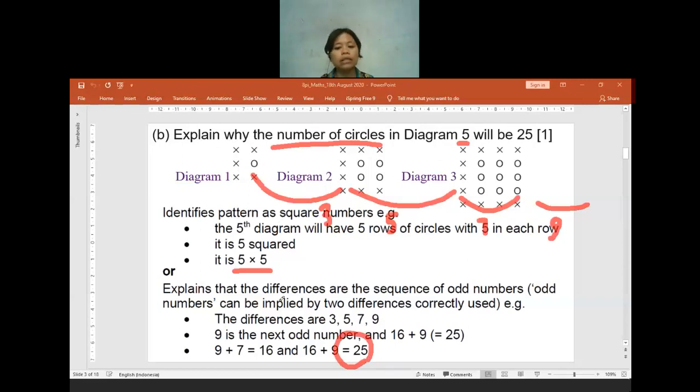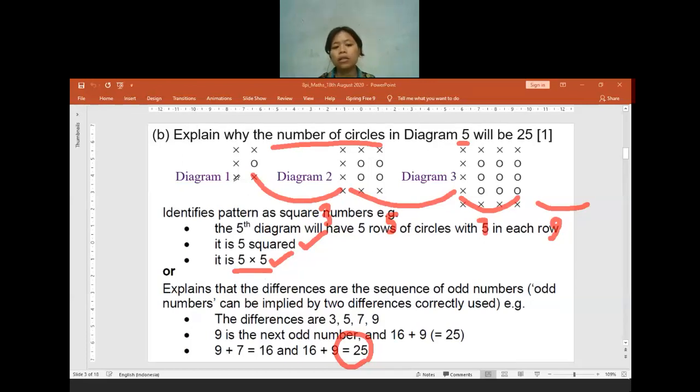You can pick whichever one is easier for you to explain. Yeah, so if you answer question 1b by saying it is because 5 times 5, it's okay. So you can say it is because it is 5 times 5, or it is 5 squared, or there will be 5 rows with 5 circles in each row, or you can explain it by telling the difference also, okay. So there are 2 ways here of how you can explain. So you can say it like 5 times 5.